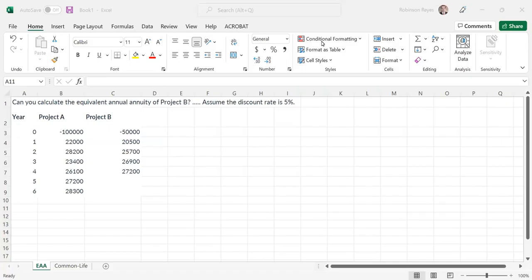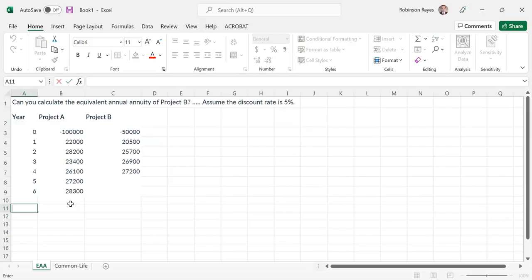Hi to all. In this video, we will cover the equivalent annual annuity and how to choose between two projects when the two projects have unequal lives. So we have learned NPV, we have learned IRR, but if the projects have unequal lives, then it would not be appropriate to use the tools we have learned before, right?